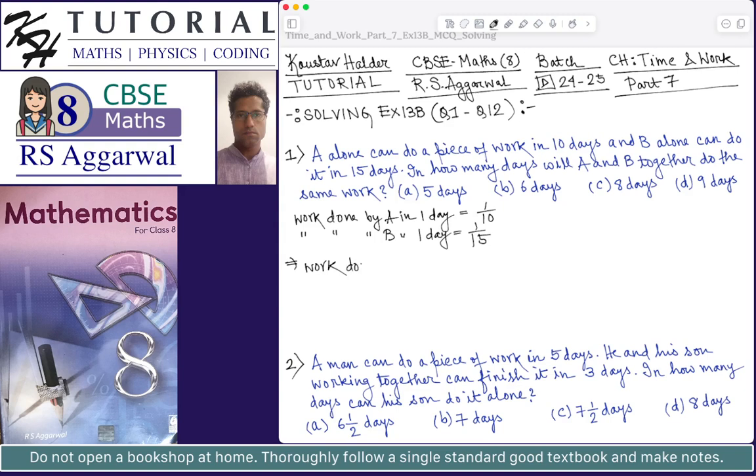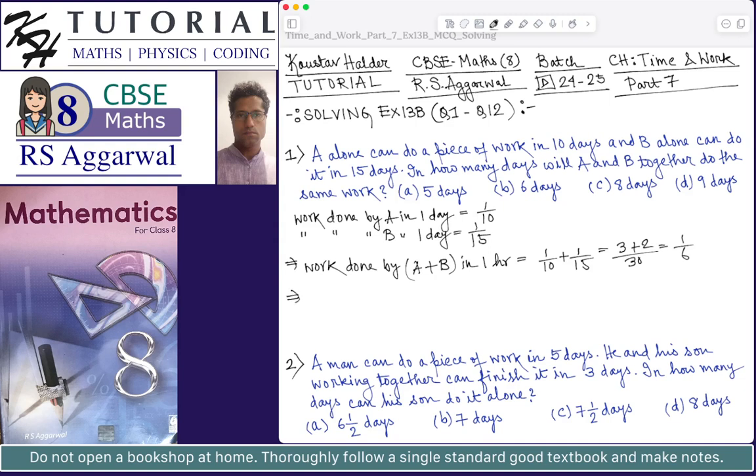So we have work done by A plus B. By A plus B means that A and B are working together. Work done by A plus B in 1 hour will be the sum of the work done by A and B in 1 hour, that is 1 by 10 plus 1 by 15. This is equal to (3 plus 2) by 30, which is equal to 1 by 6. So 1/6 part of the total work is done by both A and B in 1 hour.